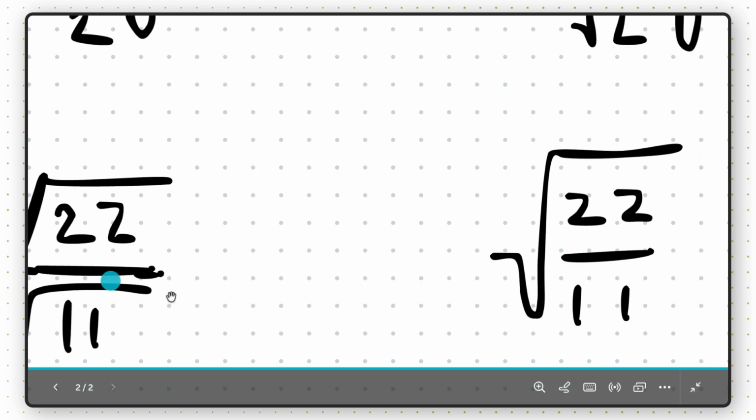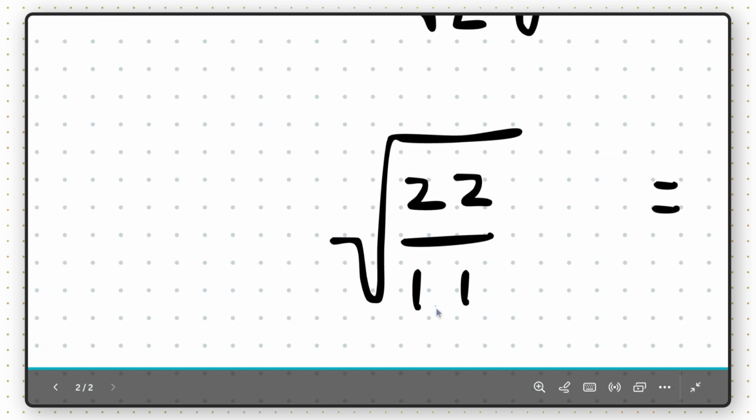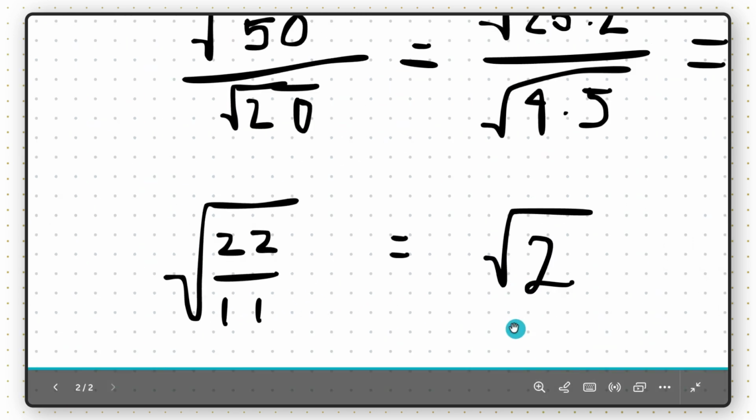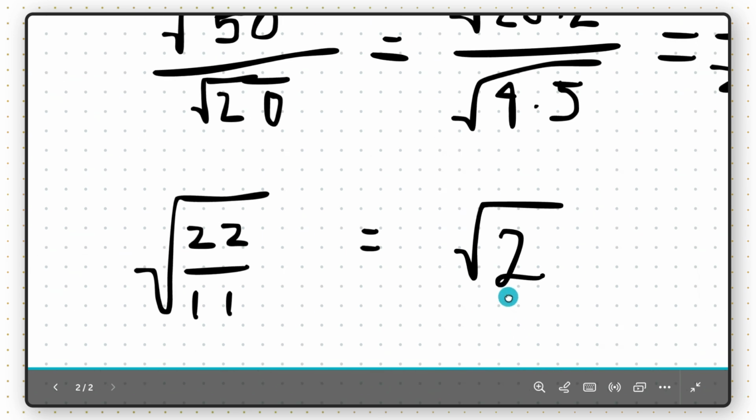Now right here we have 22 divided by 11, and if you know your multiples, then you know that 11 times 2 is 22, and 22 divided by 11 is 2. So that is our answer. The square root of 2 is what we are left with.